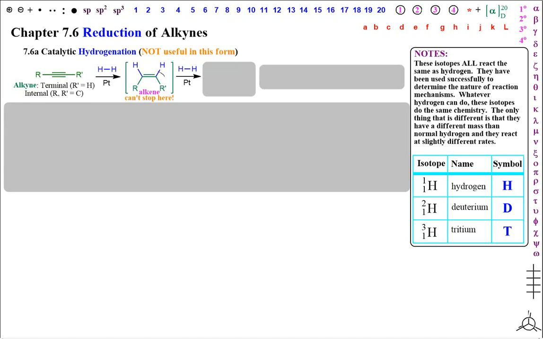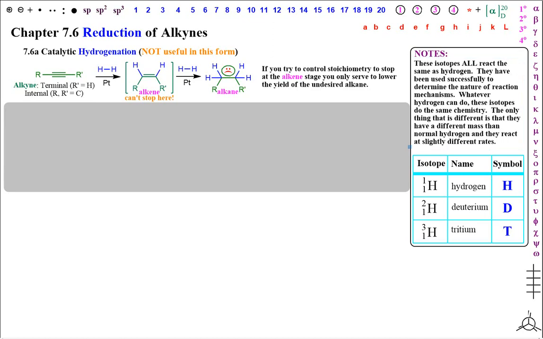The alkene will react just as it did in Chapter 6, and it will give us an alkane and an element of sadness, because alkanes are dirt cheap and not very valuable, and this is the worst way to make them. Even if you try to control the stoichiometry to stop at the alkene stage, say you tried saying, I'm only going to use 1 mole of this for 1 mole of this, you're probably just going to get about a half mole of this. So, not a useful way to make a cis alkene.